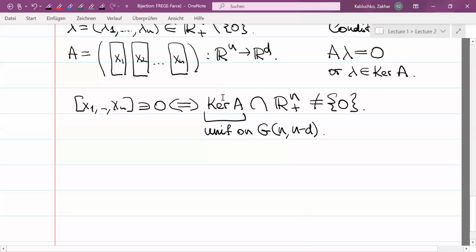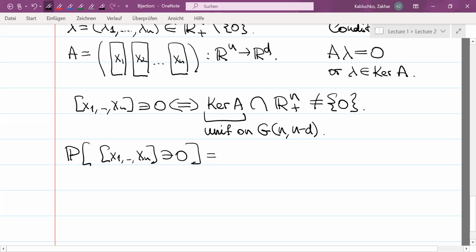So, and now we see it's a Grassmann angle. What we have here, the probability of this event is a Grassmann angle. So the probability that the convex hull of x1, ..., xn contains 0 is nothing but the d-th Grassmann angle of the orthant R^n_+. And now for this we have a formula.